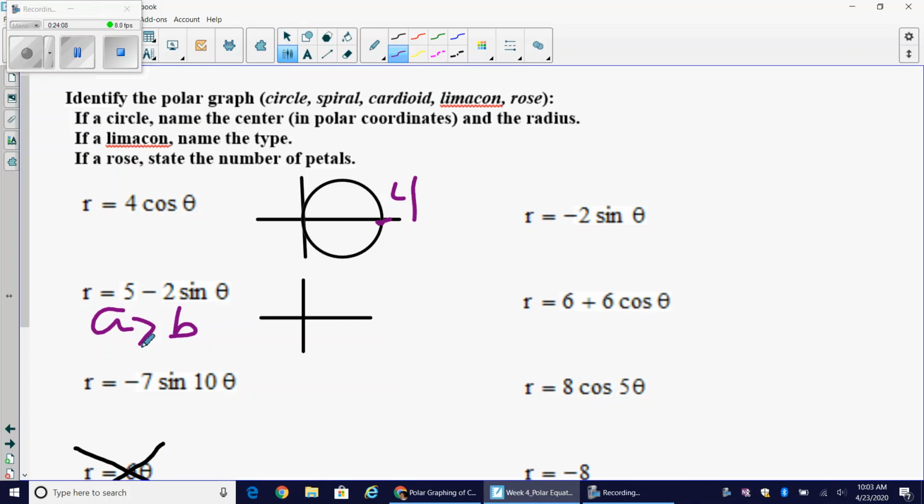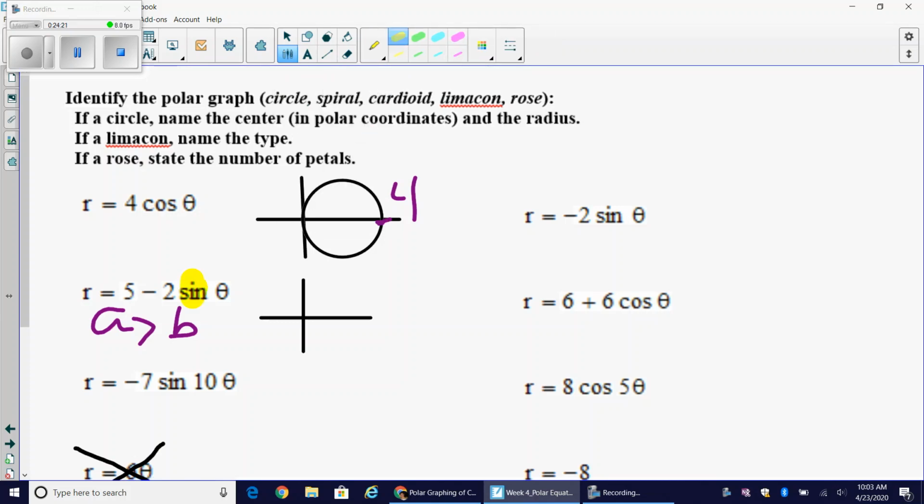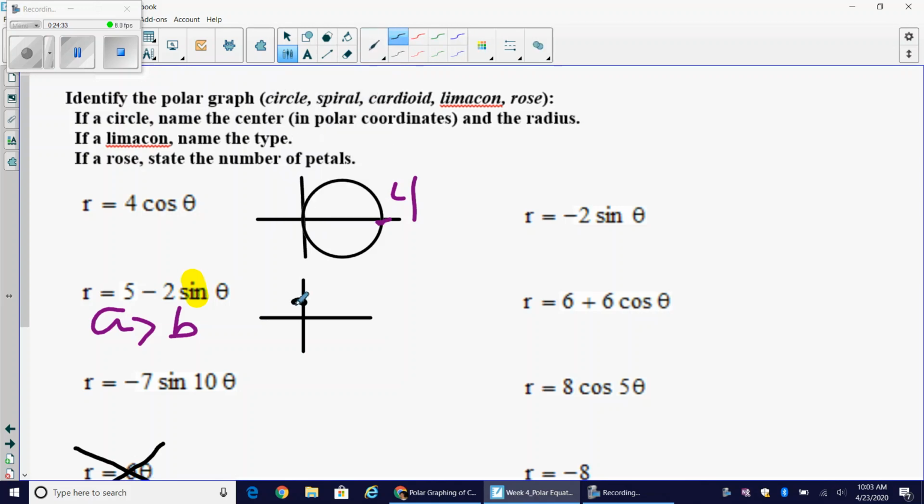And I do want to make a point. I'm ignoring the minus sign. The minus sign is telling me that this limaçon is going to open down along the y-axis. Why the y-axis? Because I see that this is a sine function. Okay, so 5 minus 2 is 3. So that's going to be my innermost tip. So the point of my limaçon is going to be at 3.